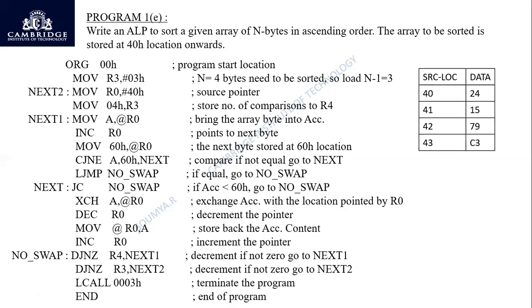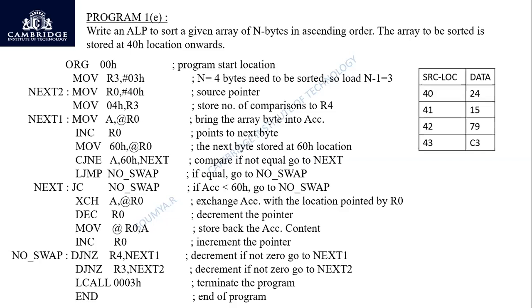See, at the 40th location I have 4 data, right? If I want to sort 4 data, then what do I need to do? I have to use a counter of n minus 1. Why? I'll have to compare only thrice. 40th location and 41 are compared, then 41 and 42 will be compared. Like this I'll be comparing only thrice. Hence, my counter value is 3.